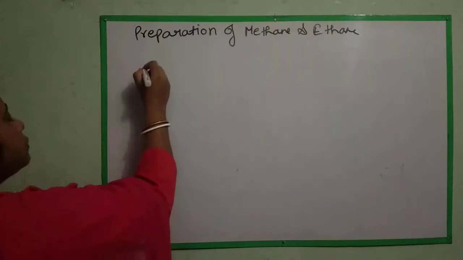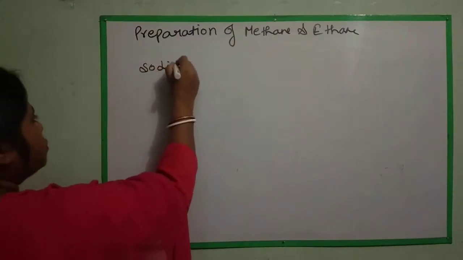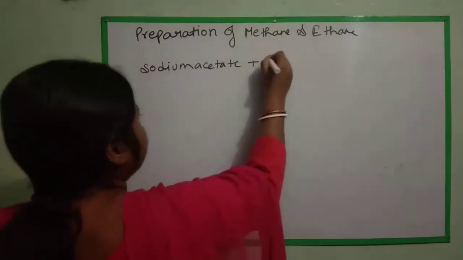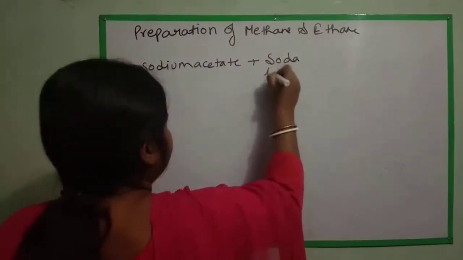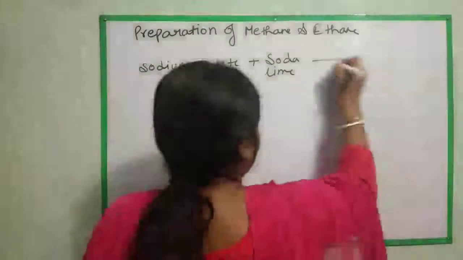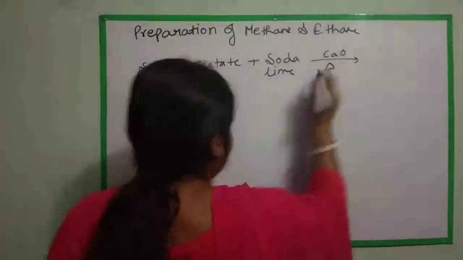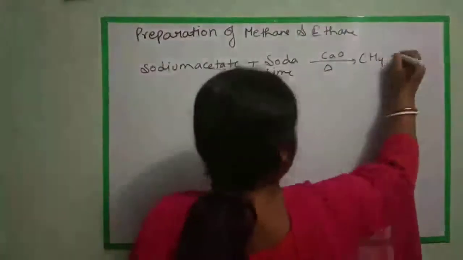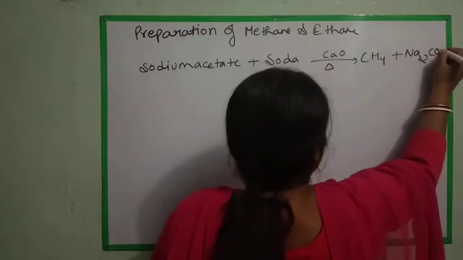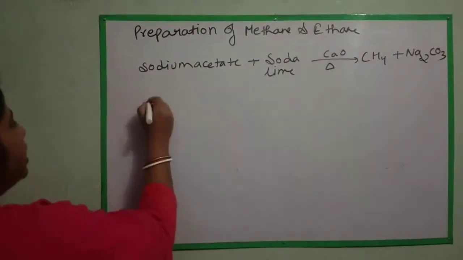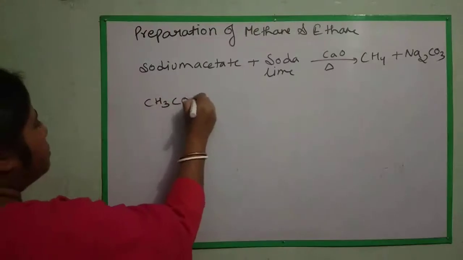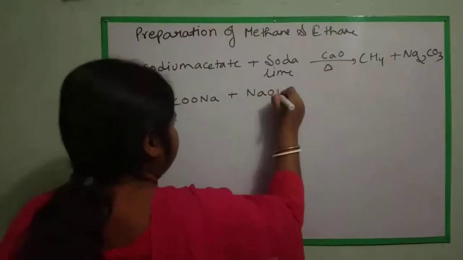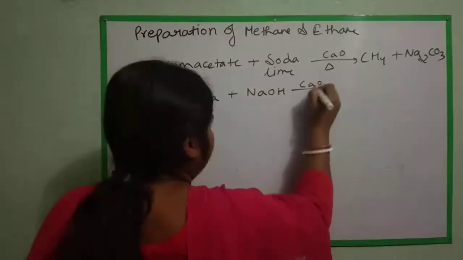In case of methane, sodium acetate is treated with soda lime in the presence of calcium oxide and heat. It gives us methane and Na2CO3, which is sodium carbonate. Sodium acetate formula is CH3COONa. Soda lime, we are taking NaOH, sodium hydroxide. It is treated with CaO and heat.